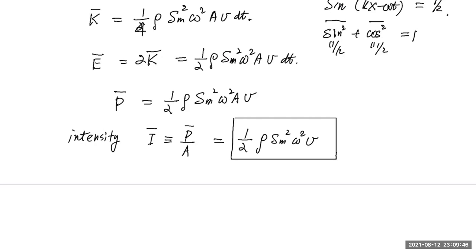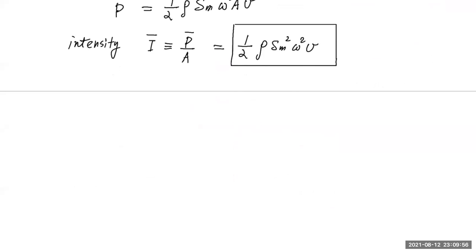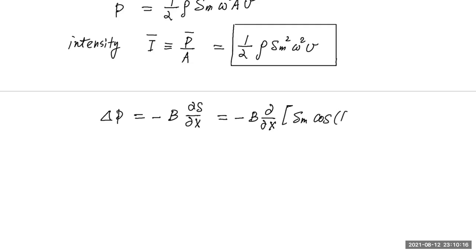By the way, I can also rewrite this expression, instead of S maximum, in terms of the amplitude of the pressure wave, because you know the pressure and displacement amplitudes are related. You recall that delta P equals negative B partial S partial X. If I express S in terms of the given cosine function, S maximum cosine of kx minus omega t, so I'm looking at the special case of a sinusoidal wave, then I can find delta P.